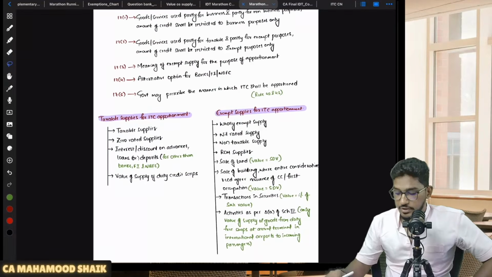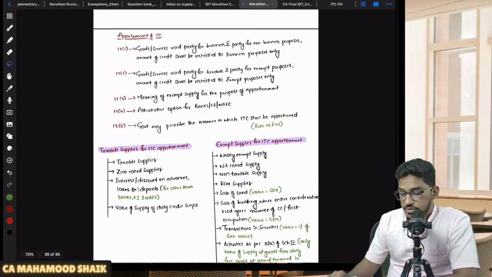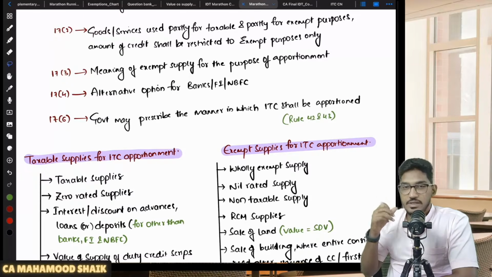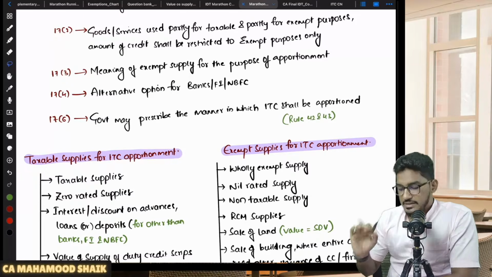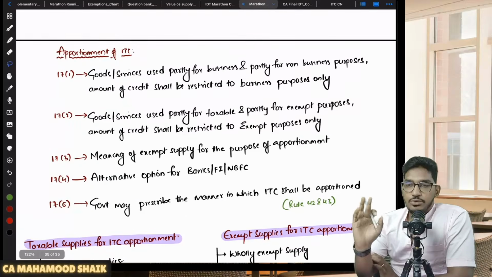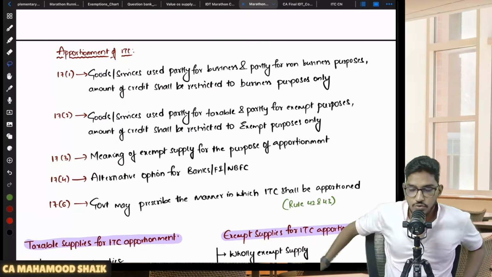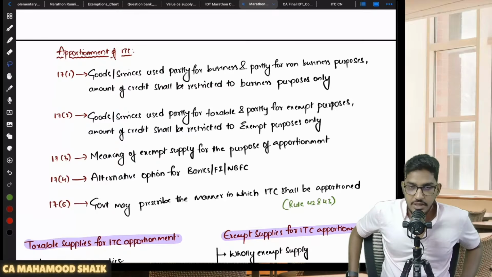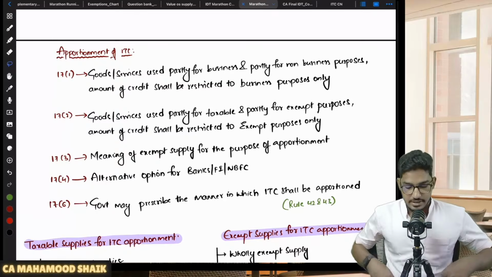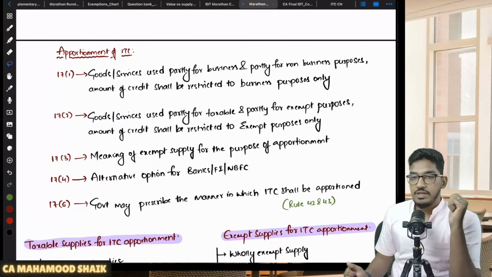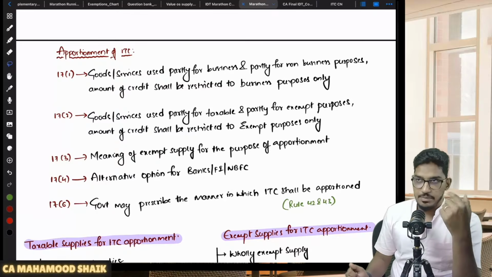Right. So apportionment of ITC. Simply put, first we will talk about inputs and input services, then we will talk about capital goods. We have to apportion on the basis of turnover. From section 17, we have seen that whatever ITC is attributable to non-business purposes or to exempt supplies, we have to reverse it, we can't avail it.